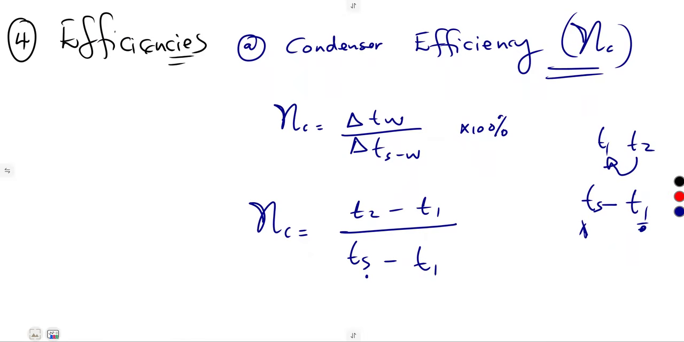T1 and T2 are of what? Of the water, the cooling water. This is the steam temperature. The condenser efficiency can be calculated from that. As a percentage, simply multiply by 100%. We have got our condenser efficiency.